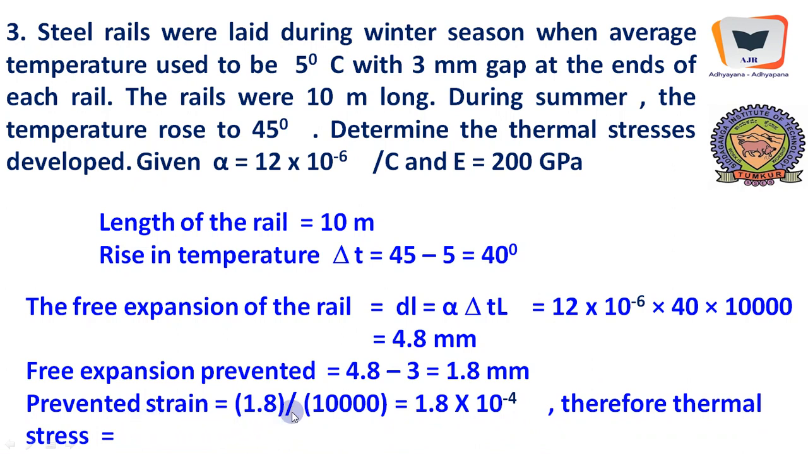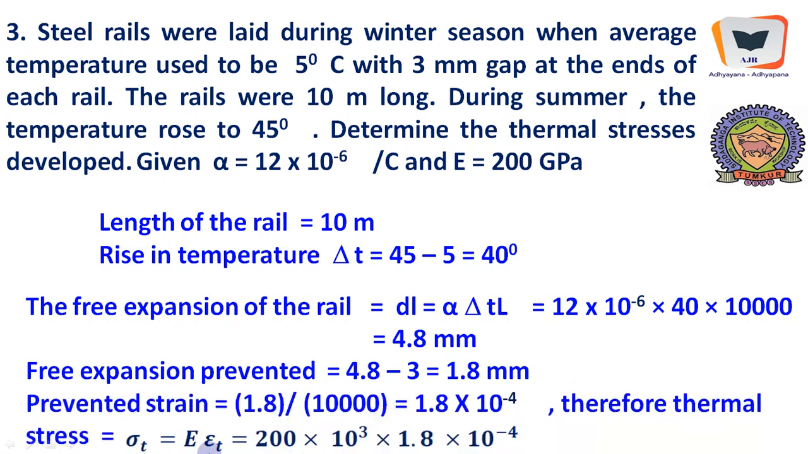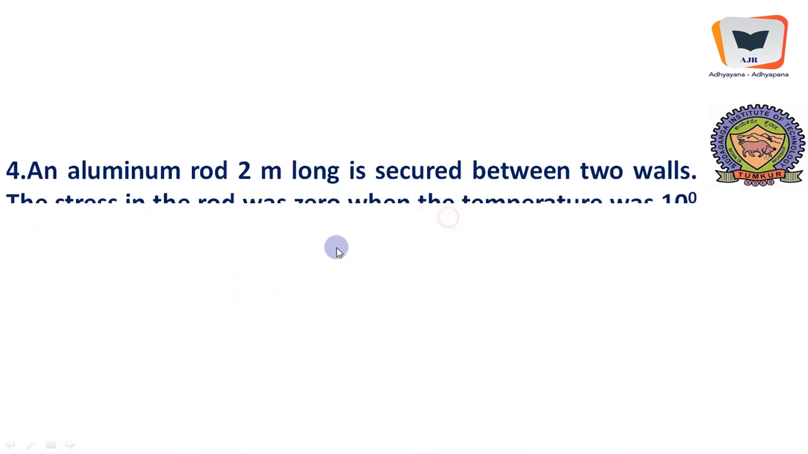Therefore the prevented strain is the change in length, 1.8 millimeter, divided by the original length. It will give us the prevented strain, that is equal to 1.8 into 10 to the power of minus 4. Therefore the thermal stress is given by thermal stress equal to E into epsilon T. E is given, and this is the prevented strain, which will give us a stress of 36 Newton per millimeter square. Therefore the rails will be subjected to 36 Newton per millimeter square, which is compressive in nature.